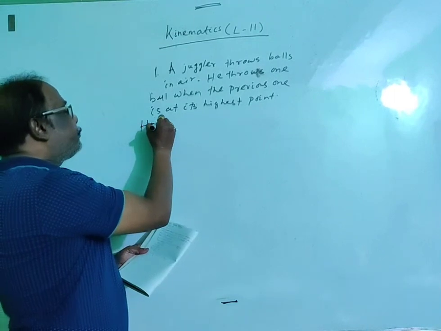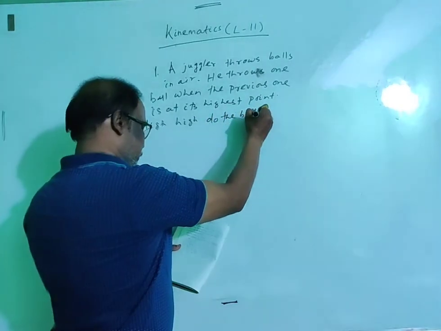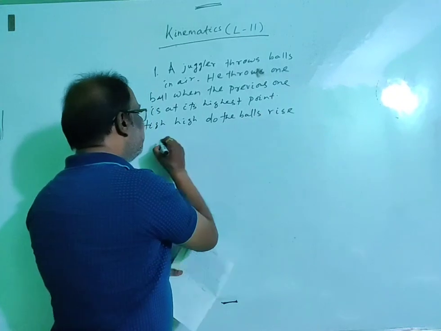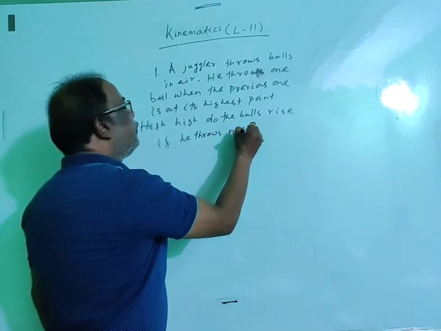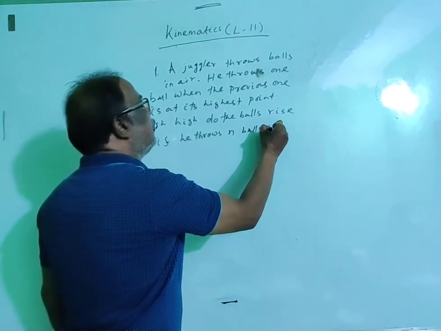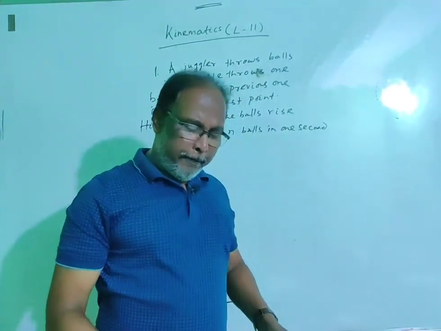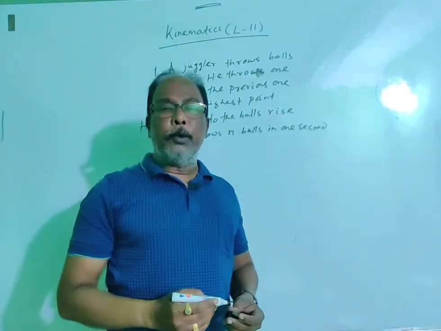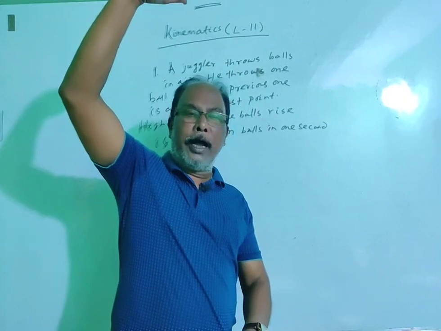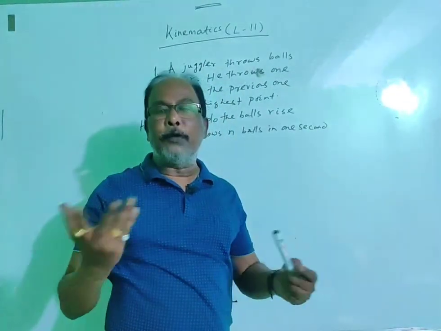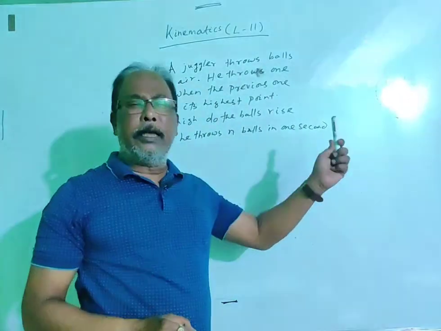This is your question: how high do the balls rise if he throws n balls in 1 second? Okay, this is your answer. A juggler continuously throws balls in the air. He throws in such a way that when the first ball reaches the highest point, he throws the second ball, and so on. Again, he throws n balls in 1 second.